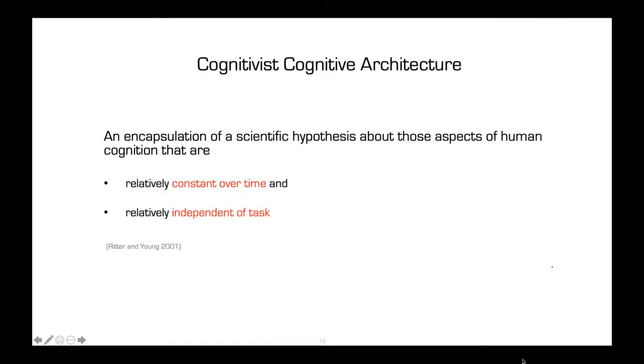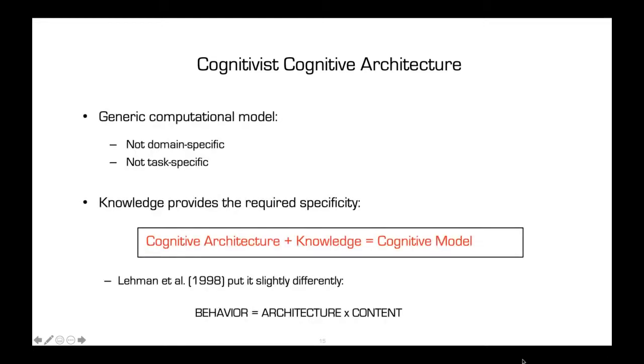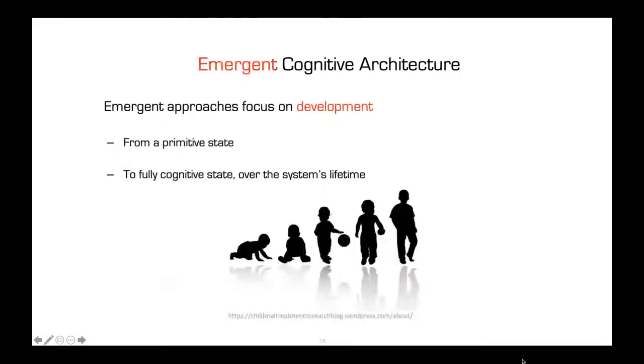And in the cognitivist tradition, a cognitive architecture effectively is this aspect of the model that's relatively constant over time and relatively independent of the task. So it's not domain specific and it's not task specific. So to complete the model, what you do is add knowledge. So you have your cognitive architecture on the one hand, your framework, you have your knowledge, and that together then provides you with your model of cognition, your unified theory of cognition, as it were, from Alan Newell's perspective.